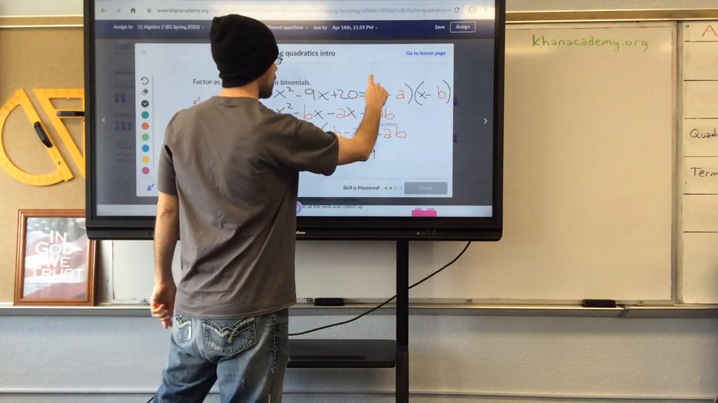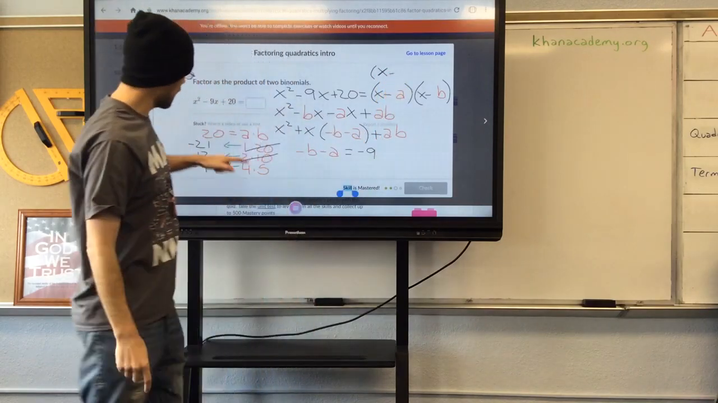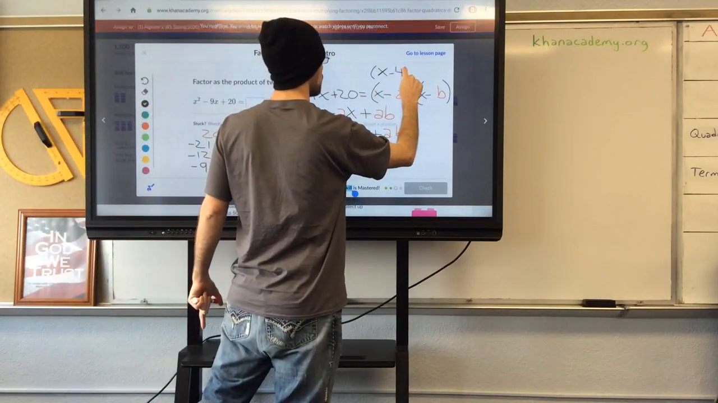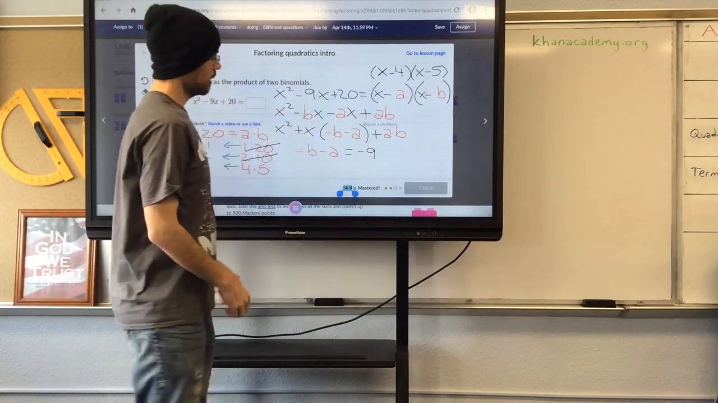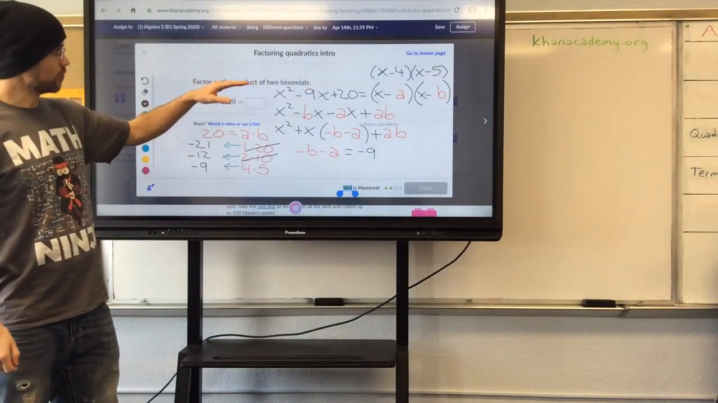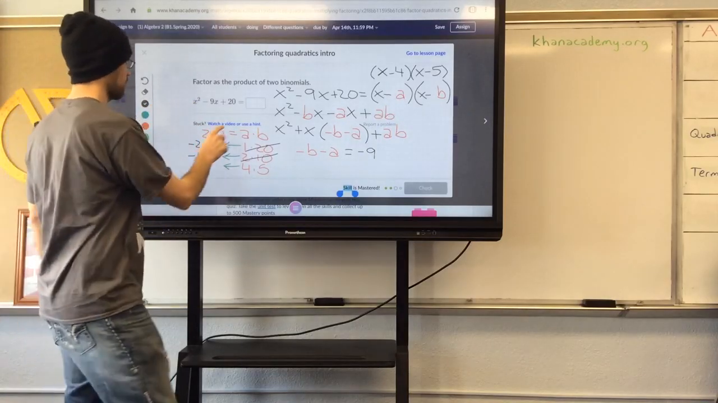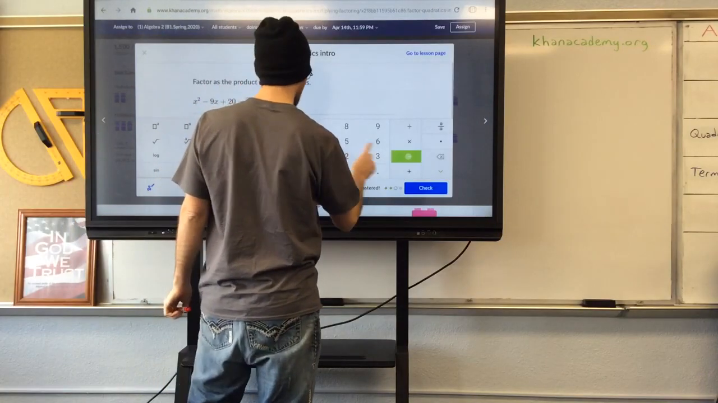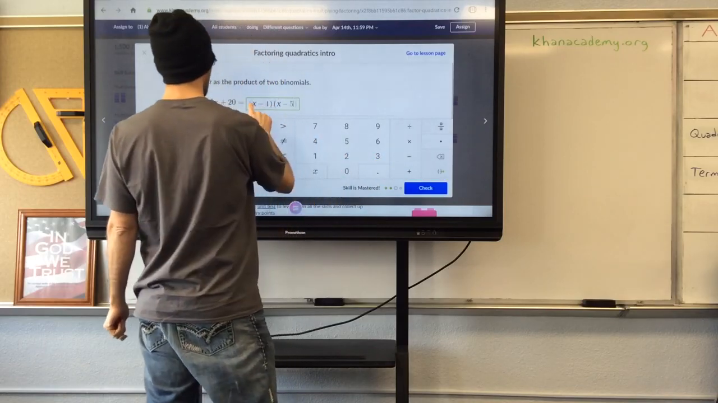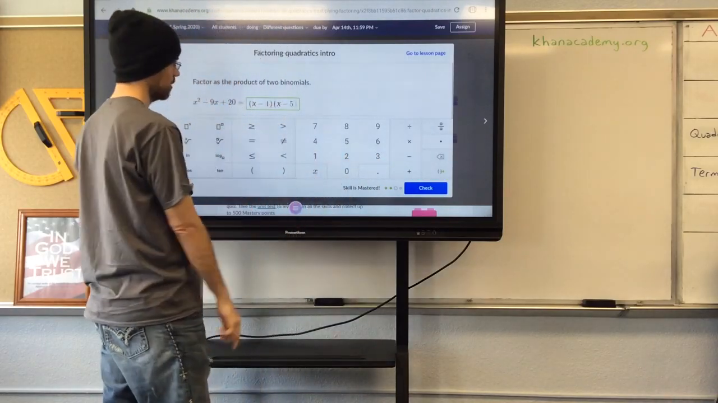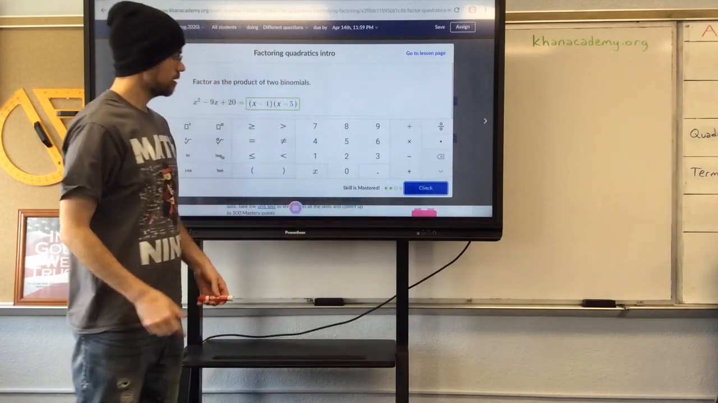So up here, we've figured out that a equals 4 and b equals 5. And now we have our solution. So x minus 4 times x minus 5 gives us this polynomial, and we'll enter that answer. X minus 4 times x minus 5. We'll put that first parenthesis on there. There we go. Put our last parenthesis on there. There we go. And that is done.